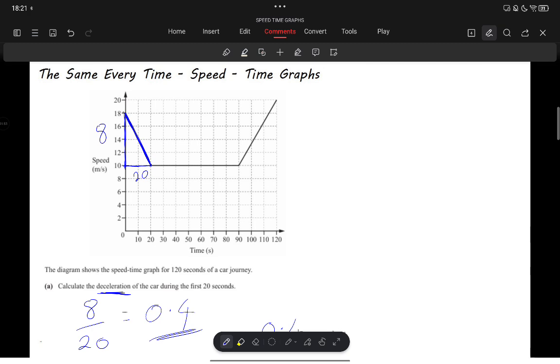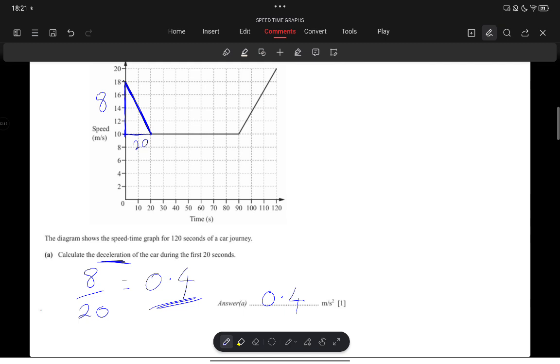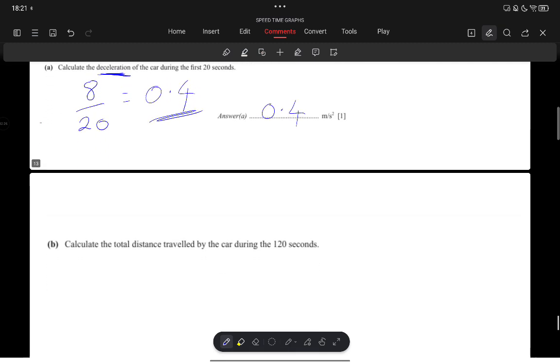Remember what I said on the previous video, or maybe the one before that? Even though the gradient itself is actually negative, we never write deceleration with a negative sign. Deceleration is always a positive number. So the deceleration is 8 over 20, 0.4. Even though the gradient is negative 0.4, the deceleration is 0.4 because the word deceleration implies the negative sign.